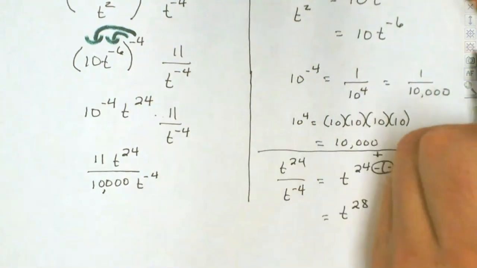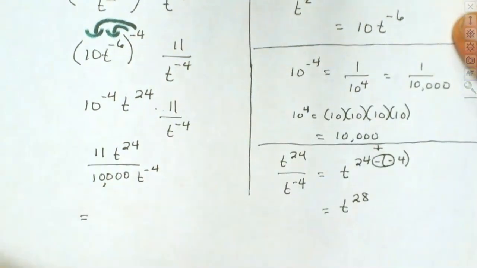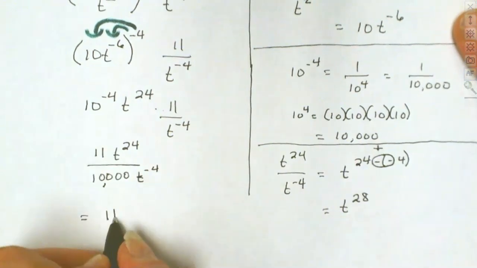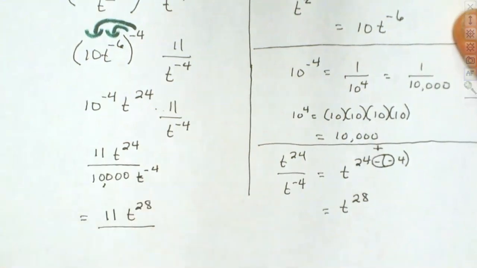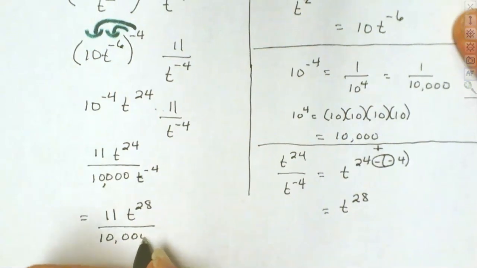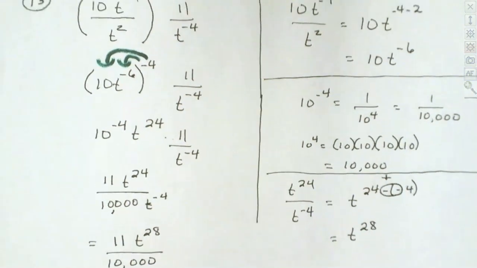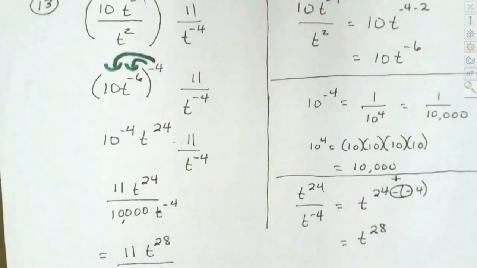So let's do it in small pieces here. And what's our final answer then? We got rid of the t's, right? So we now have 11 t to the 28th power on top. What about down below? Down below, we've got that 10,000. So we distributed through. And over to the side, we worked with our parentheses. We used our quotient rule and our power rules to work those out. And we got our final answer.